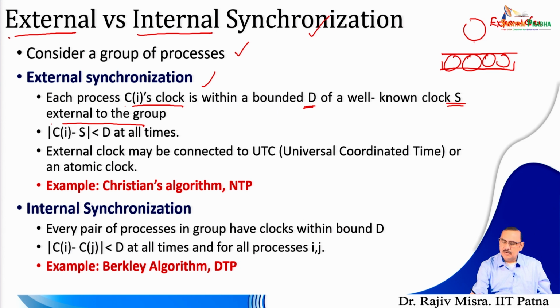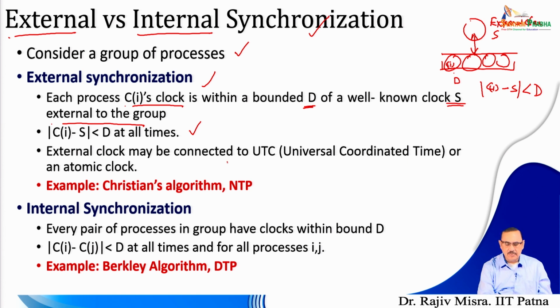This particular synchronization of the clocks with an external clock is called external synchronization, where each process Ci's clock is bounded by D of a well-known clock S that is external to the group. So if this is Ci, then the absolute value of Ci minus S is bounded by D at all points of time. This is called external synchronization.